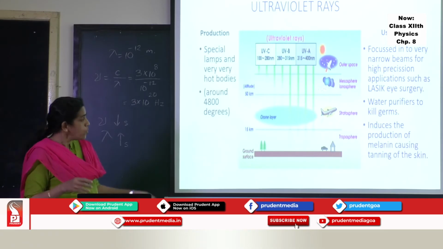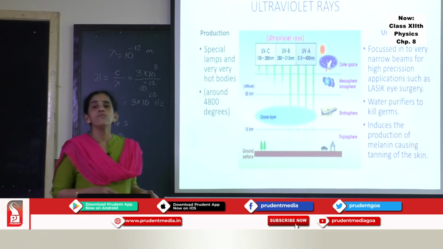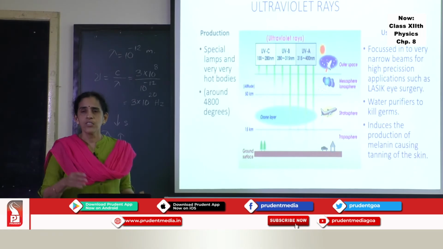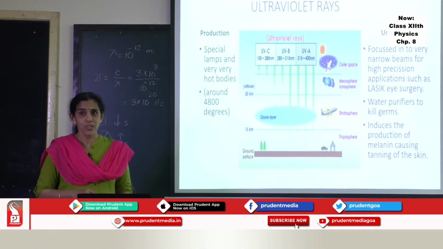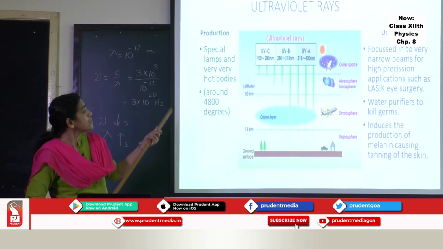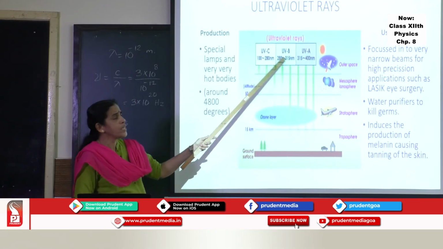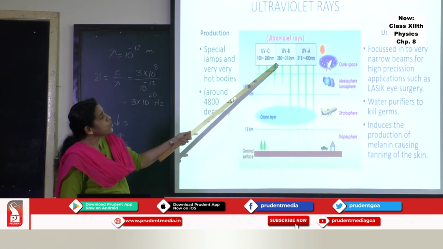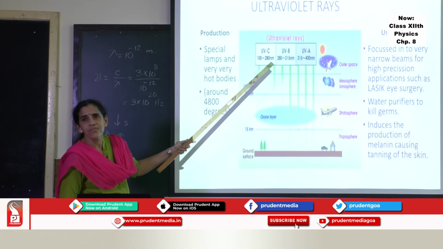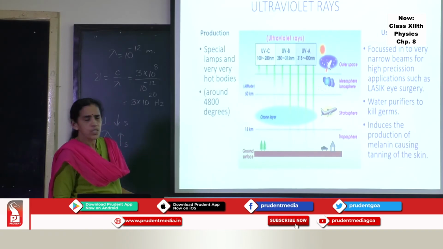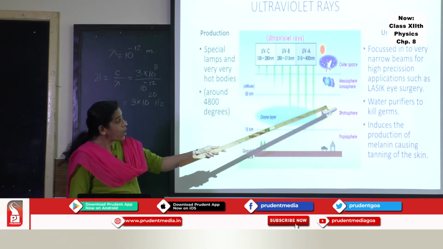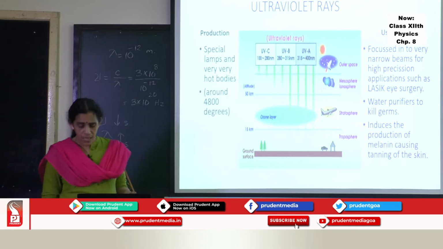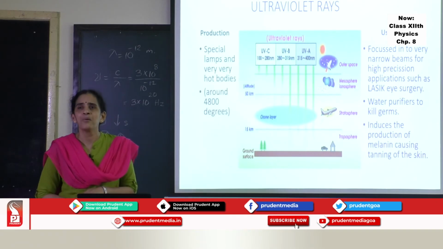Then, UV rays only are causing production of melanin in our skin. That's why when you go out, what is that you apply? Sunscreen. You must have seen, no? UV, look at this. There are different ranges, UVA, UVB. Therefore, if you put UVB sunscreen, you will be protecting yourself from this range of wavelength. UVA, this range. Now see this point, water purifiers to kill germs. People are just doing research now whether UV rays can kill coronavirus.